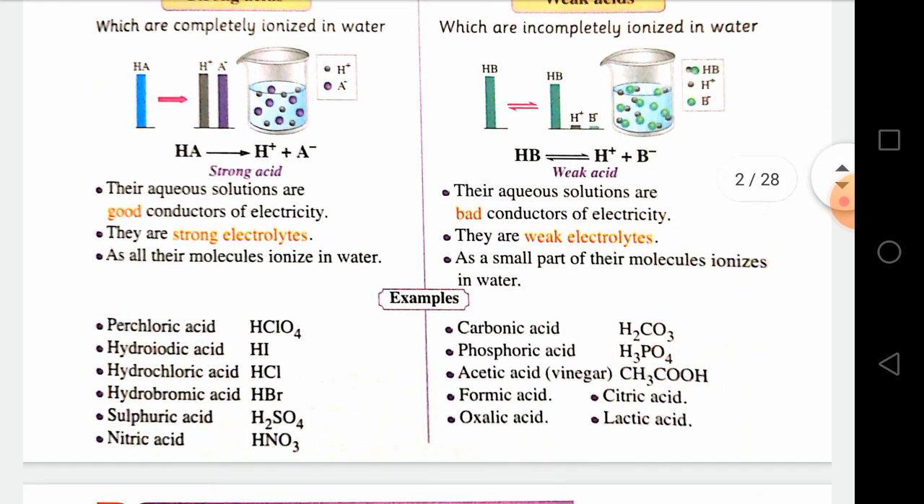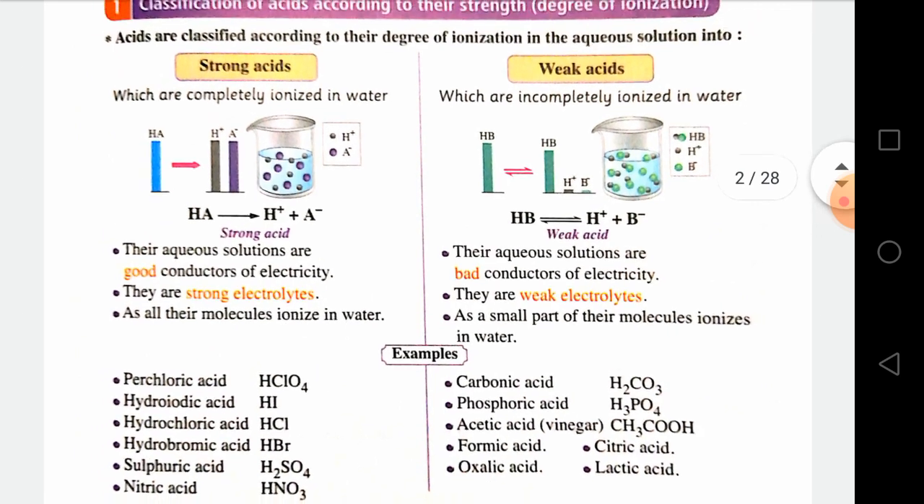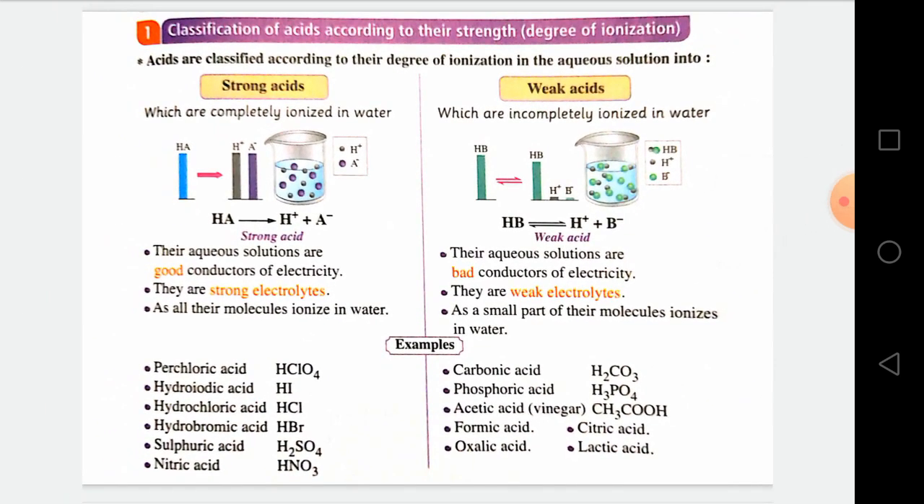The examples of strong acids: hydrochloric acid, hydrobromic, hydroiodic, sulfuric, nitric. This is a list of strong acids, and it is important to remember these names very well. While the weak acids include carbonic acid, phosphoric acid, acetic acid, formic acid. Mainly the organic acids are considered as weak acids.